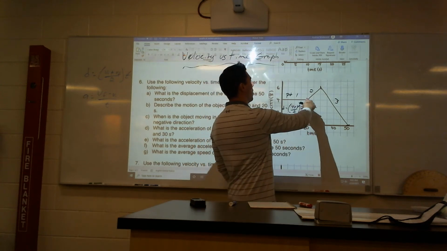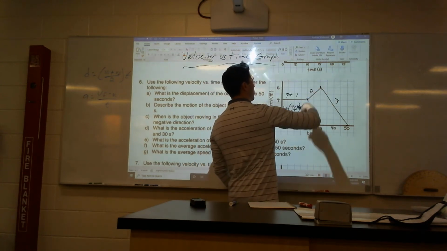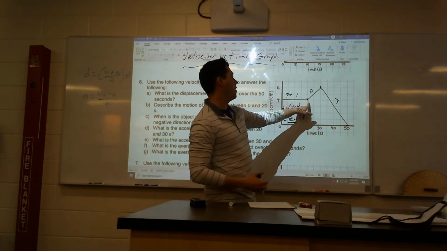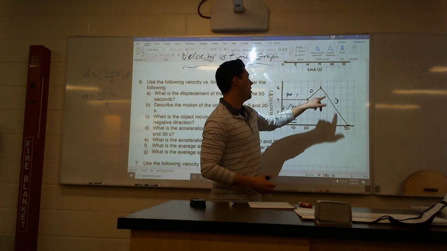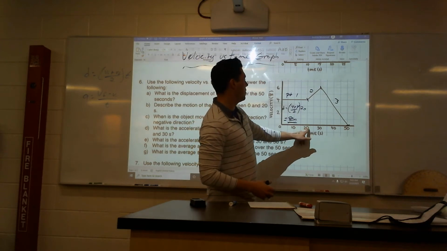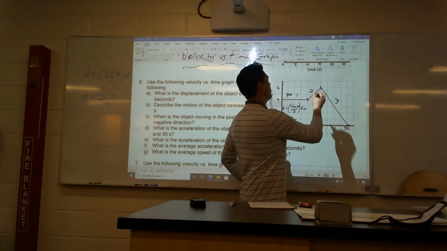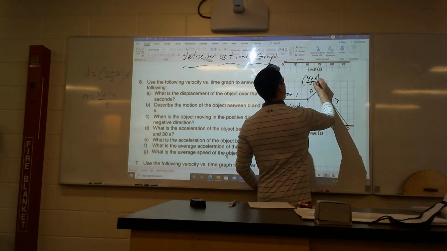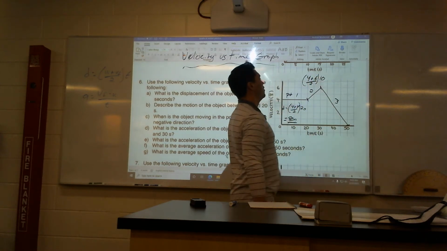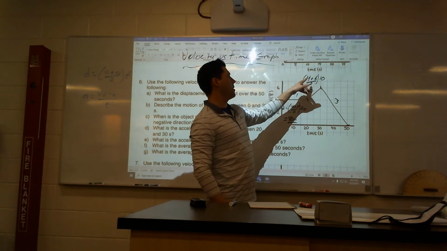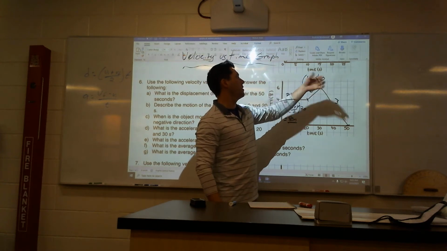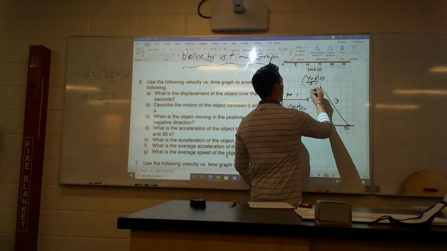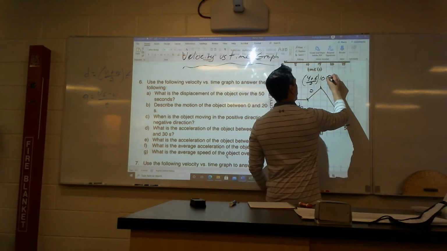If I look in this part 2, so if I look just in this part, okay, now I'm actually increasing my speed. Okay, so VI is 4, VF is 6, divided by 2, and then it went for 10 seconds. So it's going like this, 4 plus 6 divided by 2, multiplied by 10. So 4 plus 6 is 10, divided by 2 is 5, 5 times 10 is 50. So in part 2, it went 50 meters.